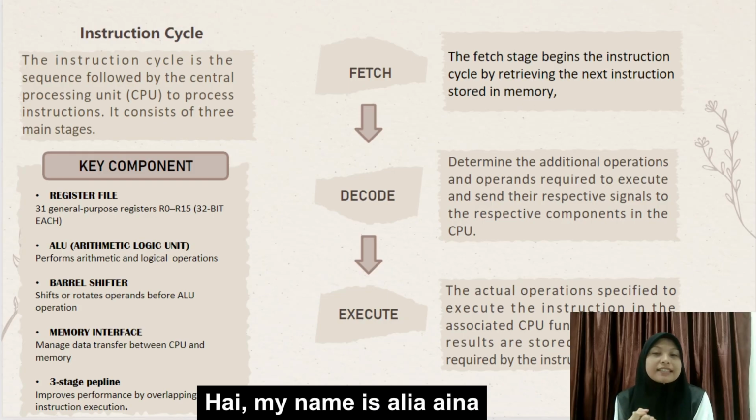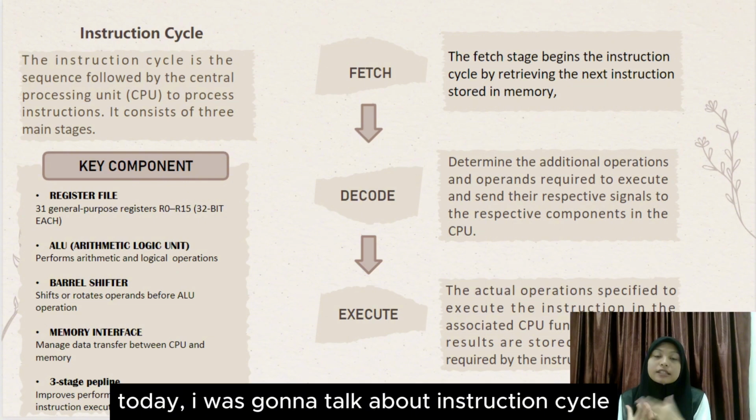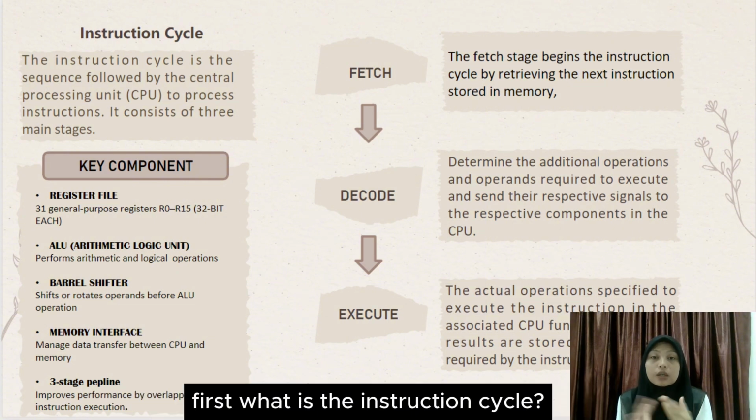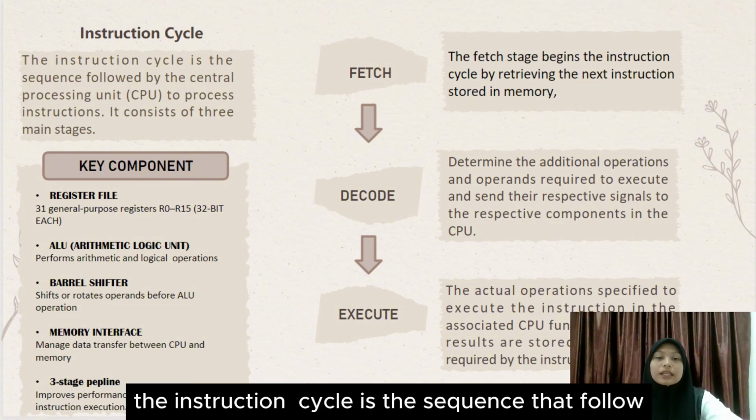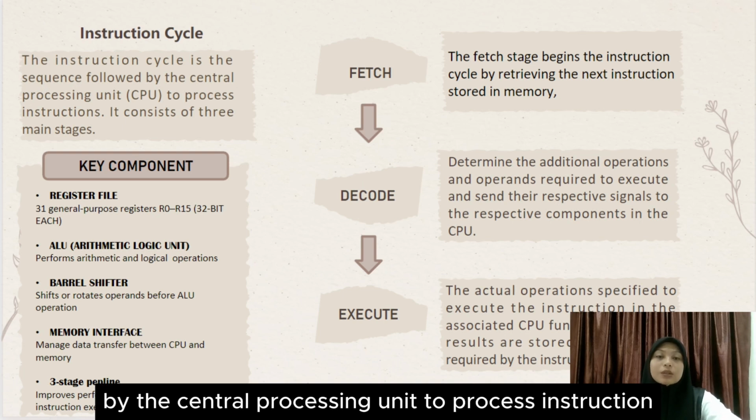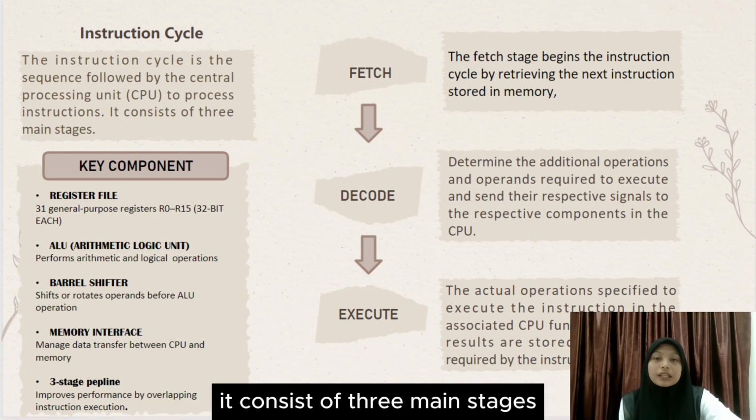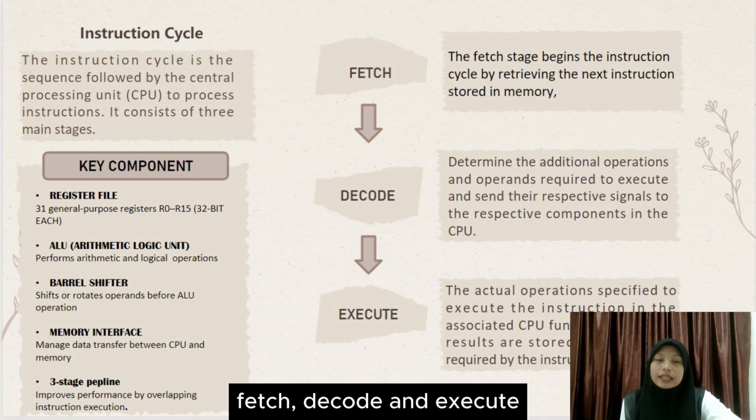Hi, my name is Aliana. Today I am going to talk about the instruction cycle. First, what is the instruction cycle? The instruction cycle is the sequence followed by the central processing unit to process an instruction. It consists of three main stages: fetch, decode, and execute.